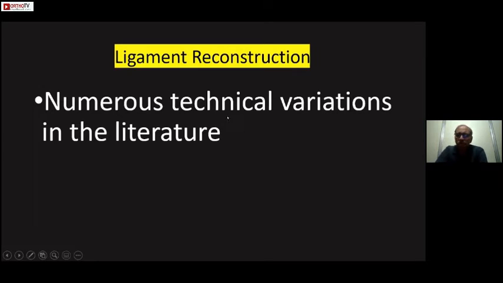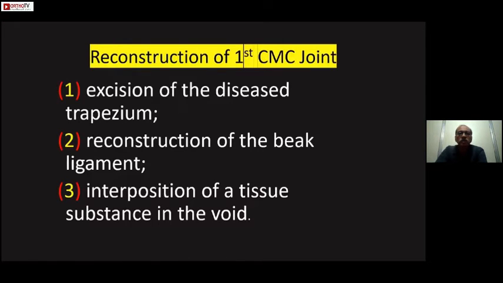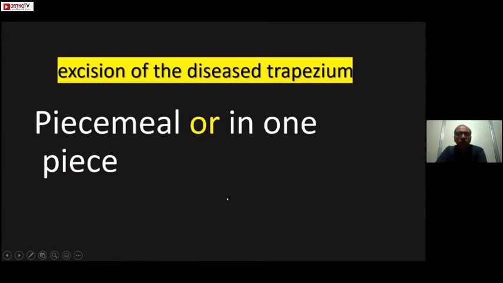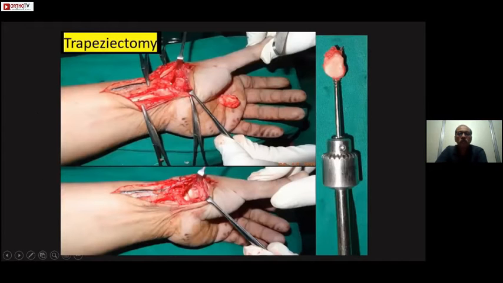Various technical variations have been described in the literature for ligament reconstruction. What I do is I excise the diseased trapezium, I reconstruct the weak ligament, and I interpose a natural substance in the void left behind. I prefer to excise the trapezium in one piece. It has been described that you can excise it piecemeal also. That is how I do it.